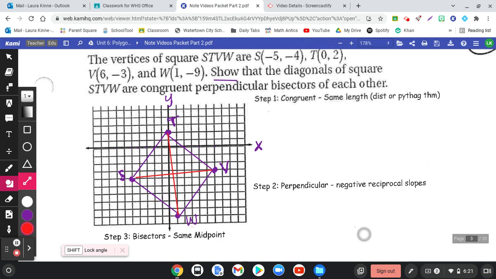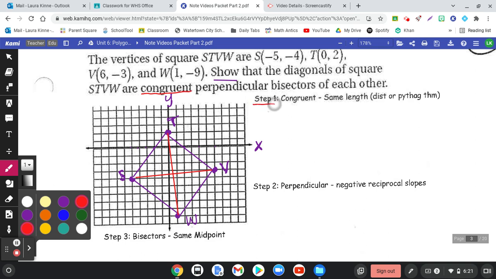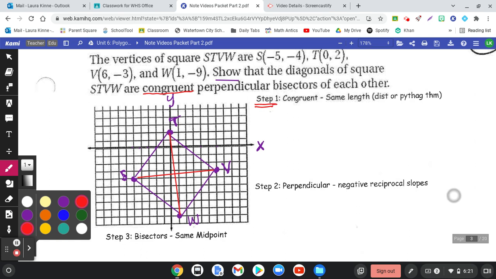Okay, so there's 3 things you need to show to prove or show that we're doing this. So you have congruent, so that's your first step. That means that they're the same length. You could use your distance formula. So if you just want to use the points, this is where we'll say, oh, use of the graph is optional. You could just use the distance formula.